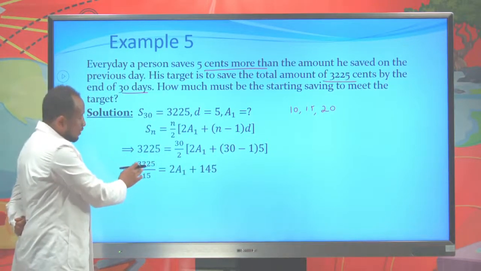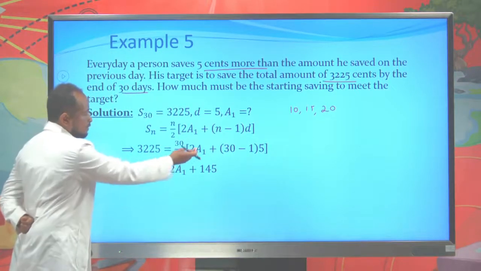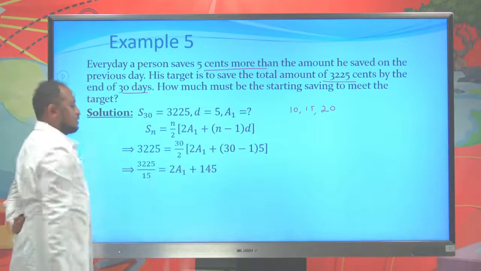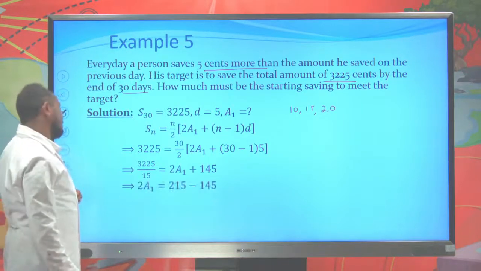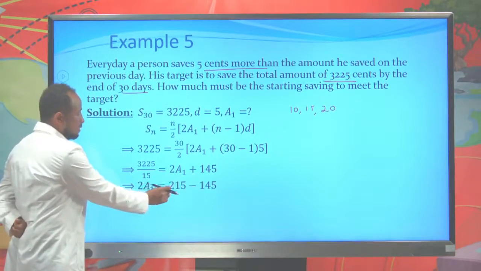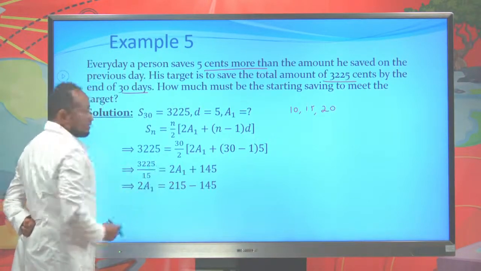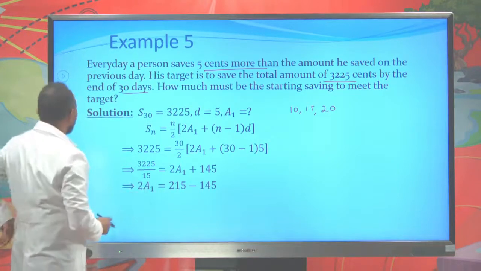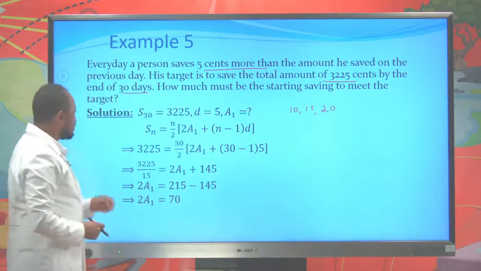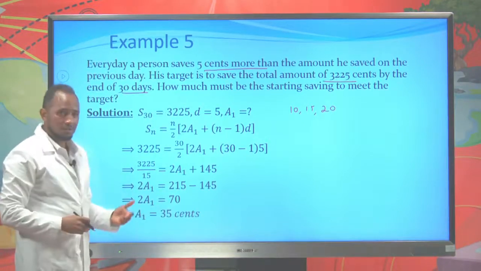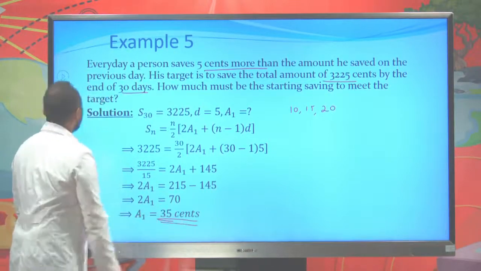This is 3,225, and this one is 15. Divide both sides by 15. You get 215, which is equal to twice a1 plus 145. So to find twice a1, it is 215 minus 145. The result is that twice a1 is equal to 70. Divided by 2, you get 35. So he started saving from 35 cents. This is the answer. Let's continue to the other part.